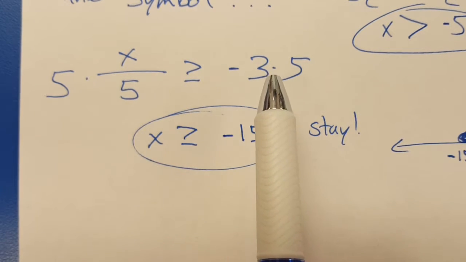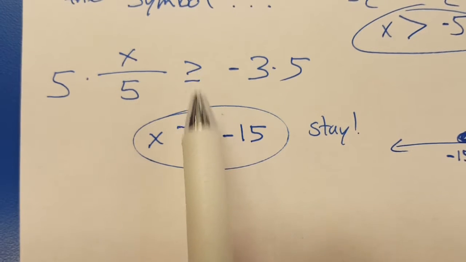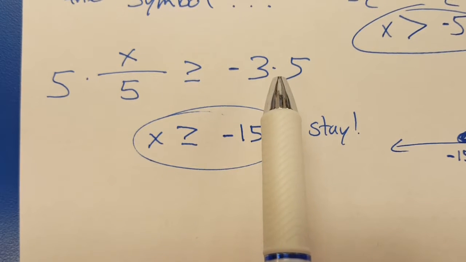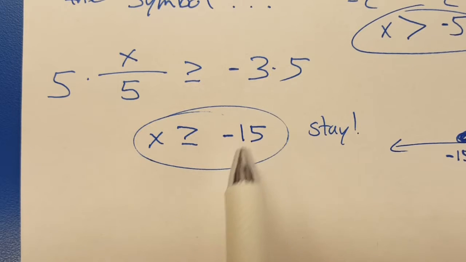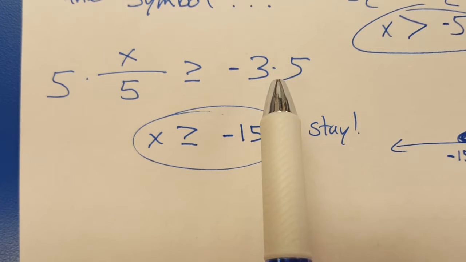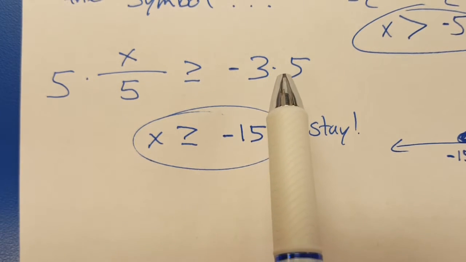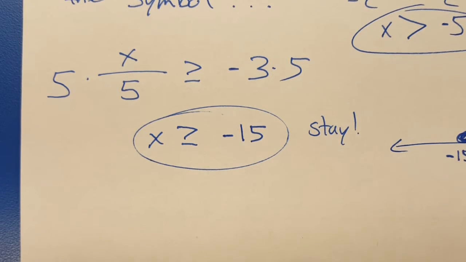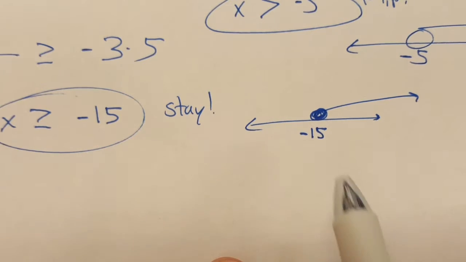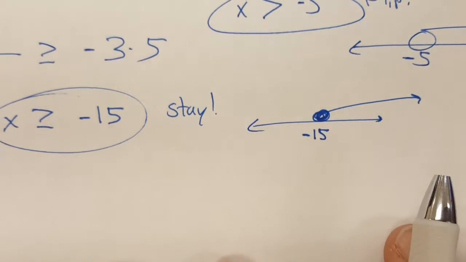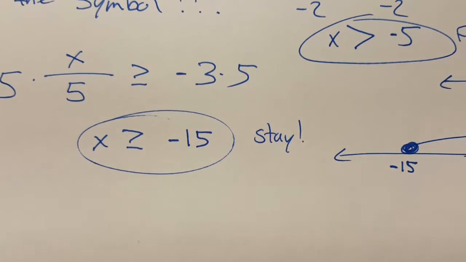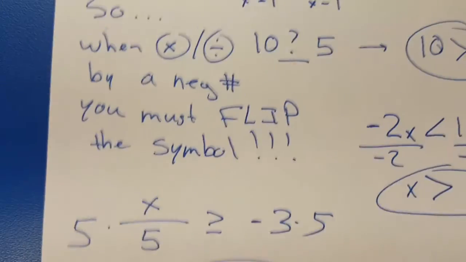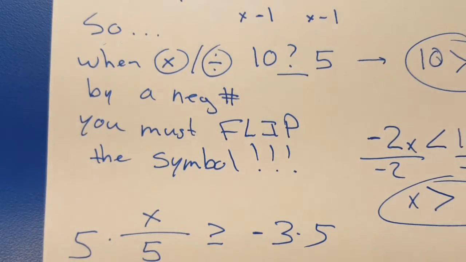All right, multiply both sides by 5. I got a negative 15. The symbol stays because what I did was with a positive number. Yes, I got a negative, but the action I took was with a positive number. So x is going to be greater than or equal to negative 15. Negative 15, solid dot, going to the right. That's it, students. Okay? Did you multiply or divide by a negative? Because if you did, the symbol must flip.